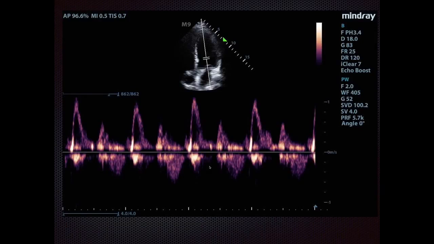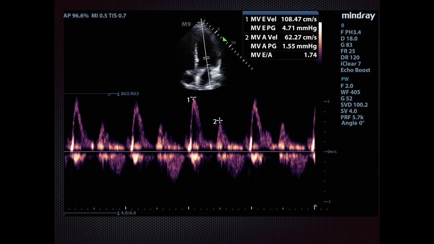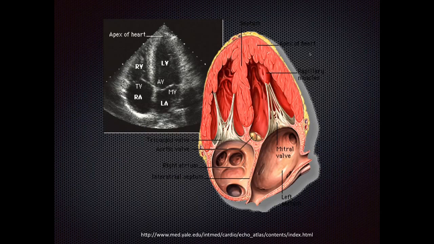What you're going to get then when you activate it is a tracing that looks something like this. The first peak in diastole is the E wave, and the second peak is the A wave. If we were to measure this out, the E velocity here is 108.5 centimeters per second, and the A velocity here is 62.3 centimeters per second, and the E to A ratio is 1.74. So great, what do these waves mean?